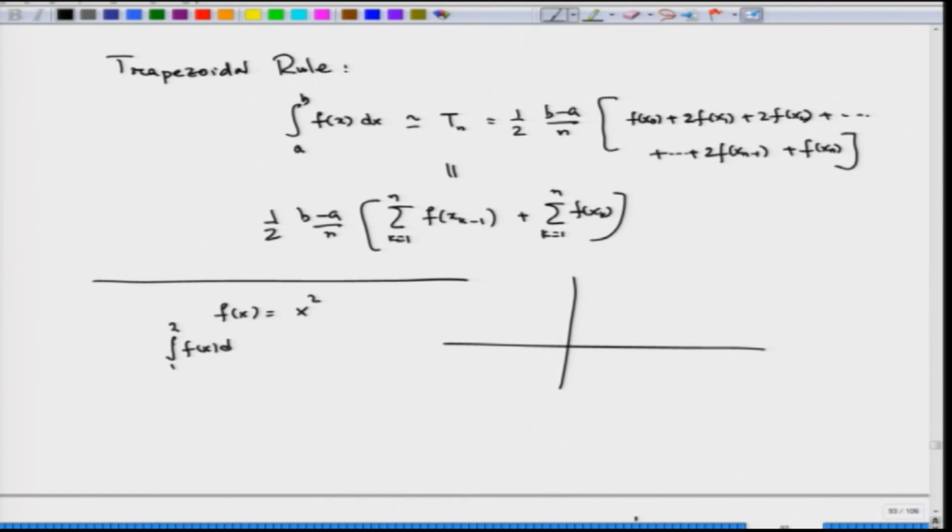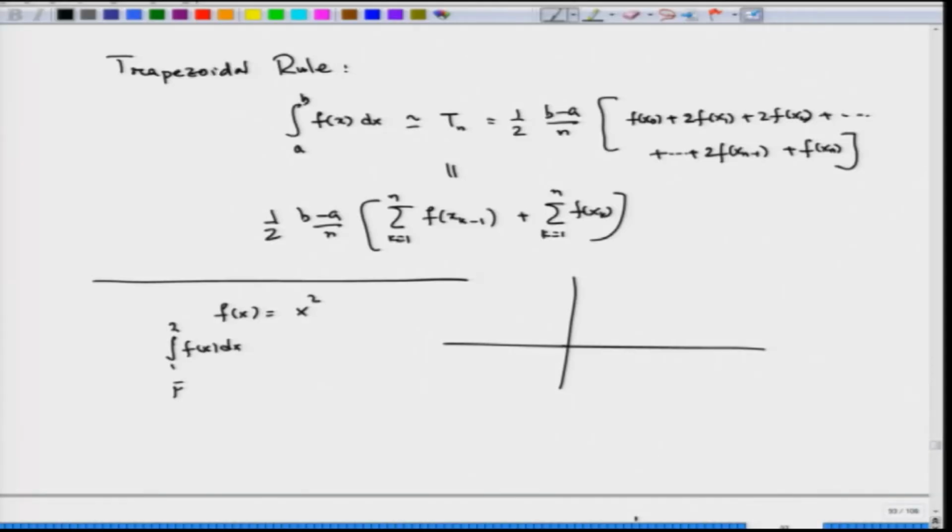We know how to compute this Riemann integration, but let us apply the trapezoidal rule for this known function, and let us try to see how much mistake we are making. So, let us consider, fix. So, this is 1 and this is 2.